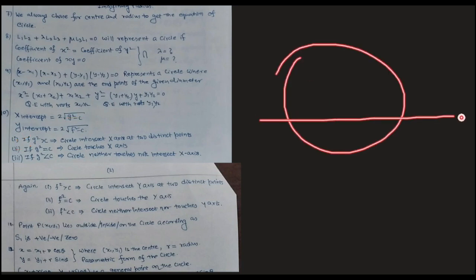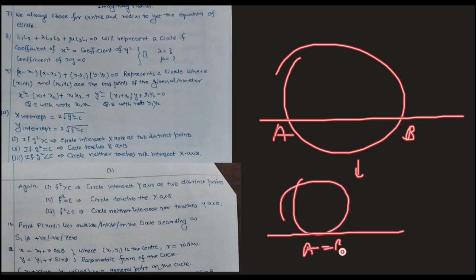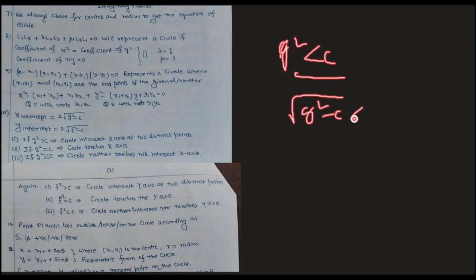If g square equals c, you notice that this part vanishes. That means A and B become the same point, so in this case the circle has a tangent at that point. It may be possible that g square is less than c. That means root over g square minus c is negative, and negative means a complex number will come. That means your circle never touches or cuts the x-axis. Similarly for the y-axis we have this result.